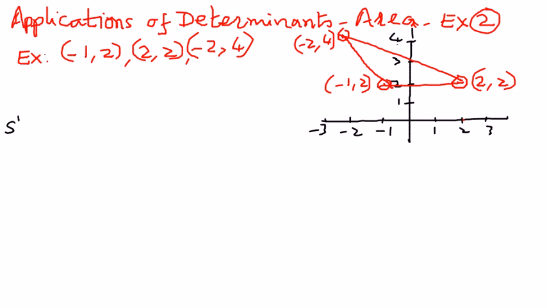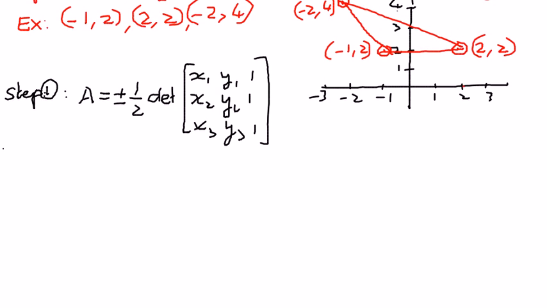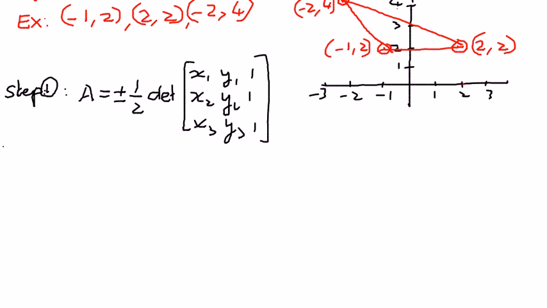So step number 1. What do we know about the formula with respect to determinants? The area is given to us as plus or minus 1/2 the determinant of the vertices points, which are going to be x1, y1, 1, x2, y2, 1, and then x3, y3, 1. So that is the formula we have, and we will apply this formula to find the area of these vertices.